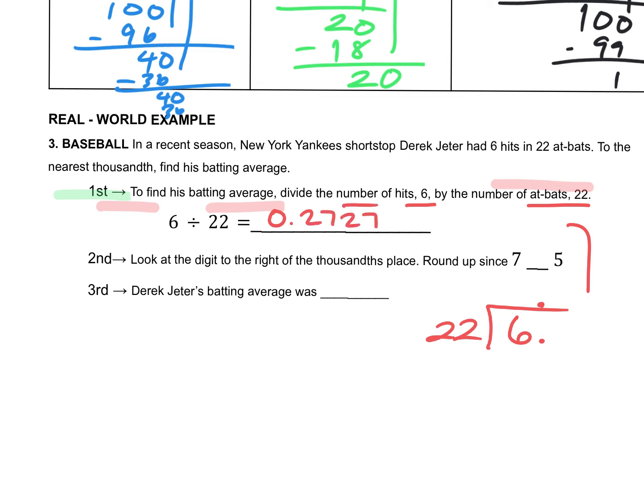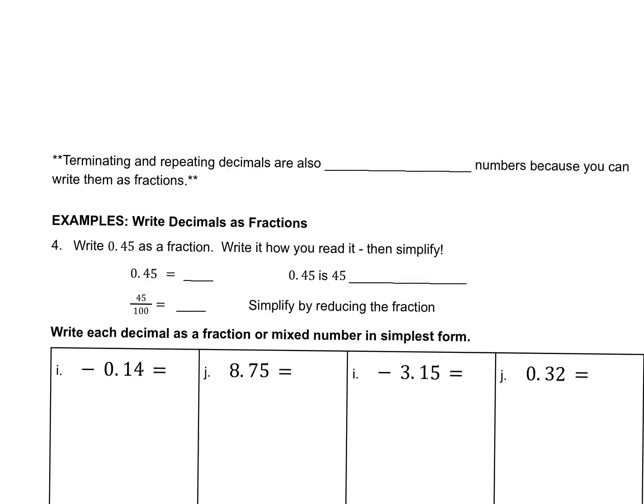It's actually going to be 0.2727 repeating. But since they want me to round to the thousandths, I would look to the ten thousandths. That's 5 or more, so I'd raise the score. Batting average is about 273 thousandths. That's not very good at that point, but could get better. So step by step, do your best, take your time. We're almost there, friends. You are doing great.